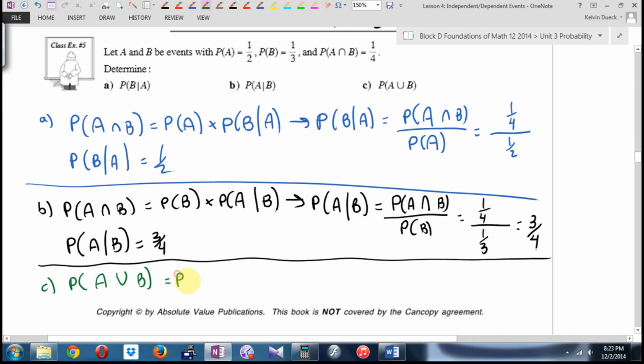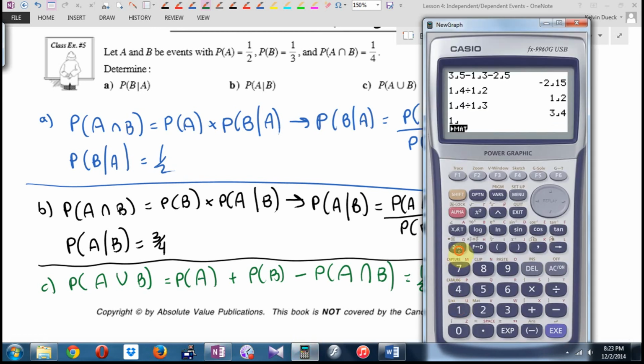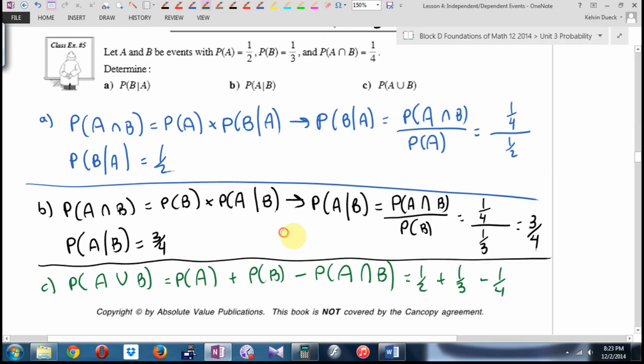Well, that's going to be the probability of A plus the probability of B minus the probability of A and B, minus the overlap. And I have all of these. It's going to be 1/2 plus 1/3 minus 1/4. 1/2 plus 1/3 minus 1/4 is 7/12. The probability of A or B or both occurring, 7 out of 12.